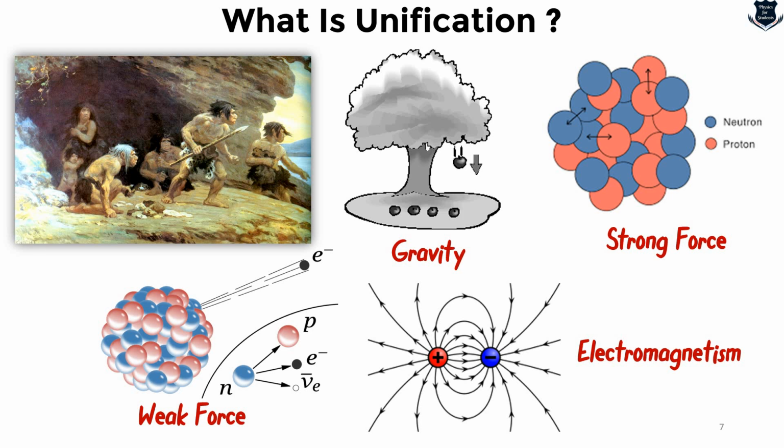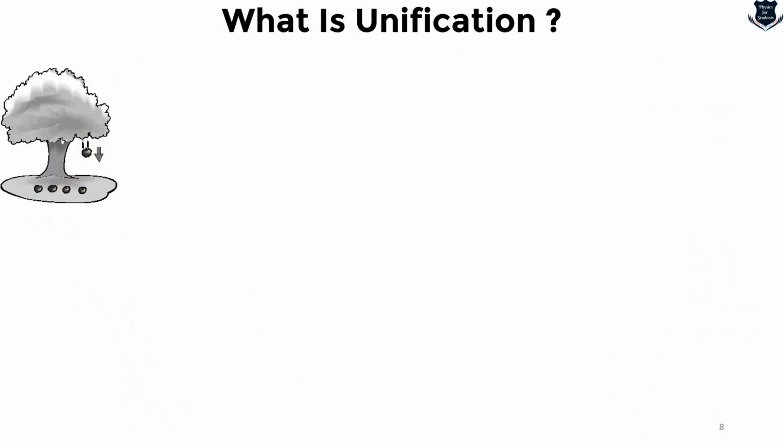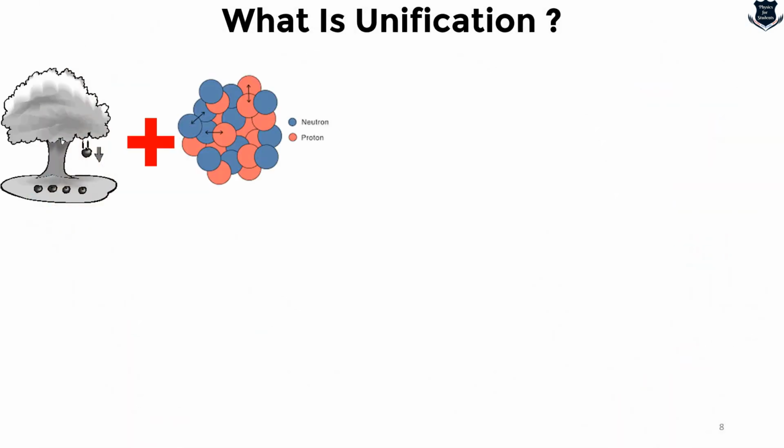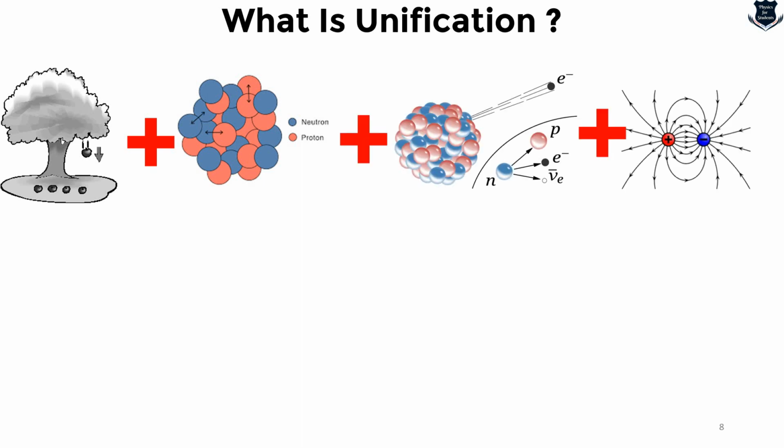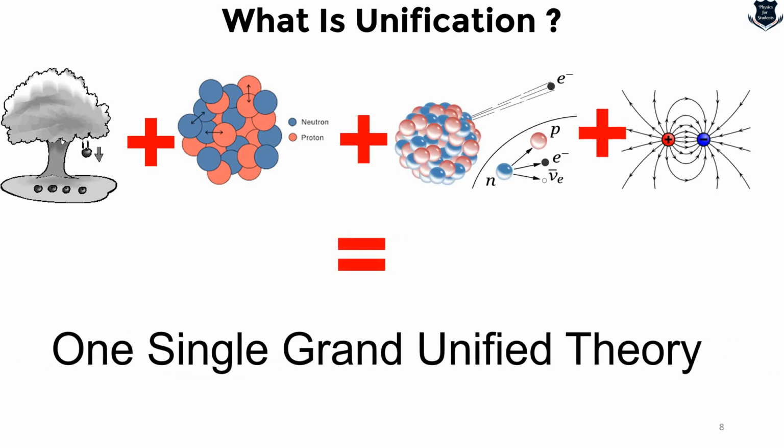Now you see that these are basically the forces of nature that we have understood, but the question still remains: what is unification? So you see that human beings always try to make things simple. So we always try to make something such that gravity plus strong force plus weak force plus electromagnetism would lead to one single grand unified theory. And this theory is what we call unification.